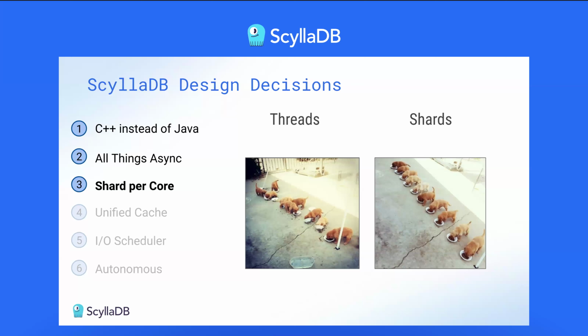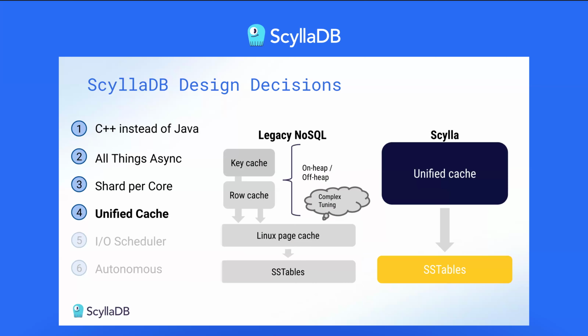So two threads never have to access the same memory. Each thread or each core has its own slice of the memory, its own slice of the networking, and its own slice of the disk. And each of them works as independently as possible from each other. And this is probably the most important design decision we made in Scylla.